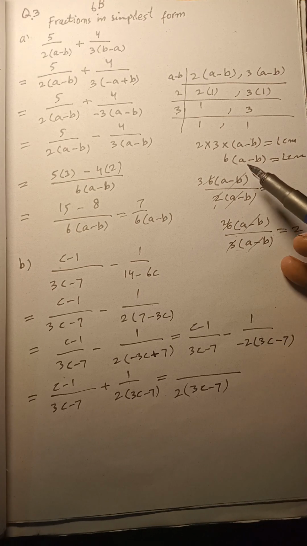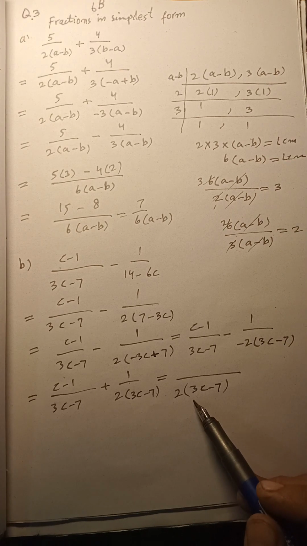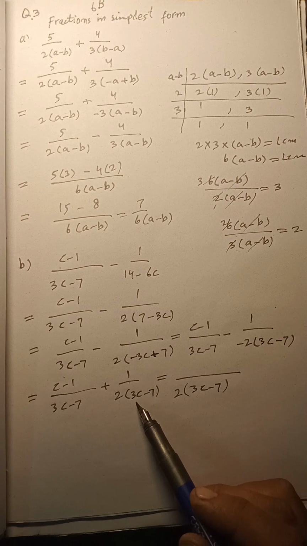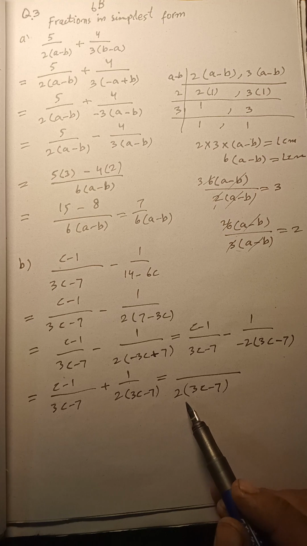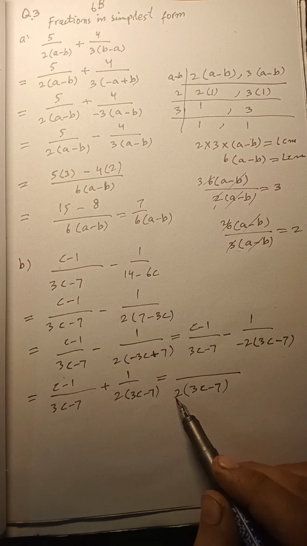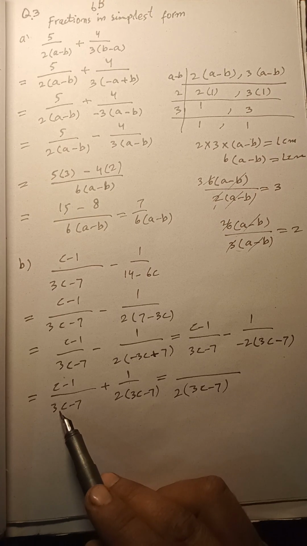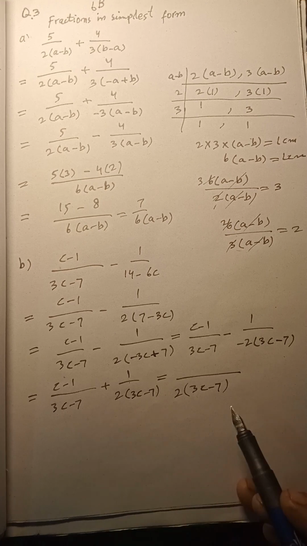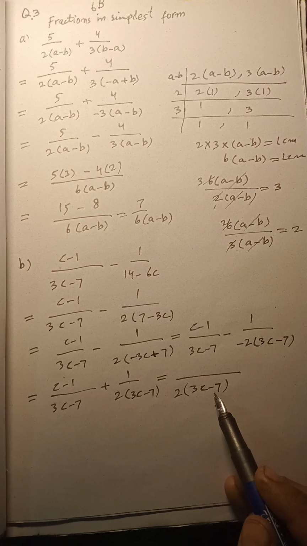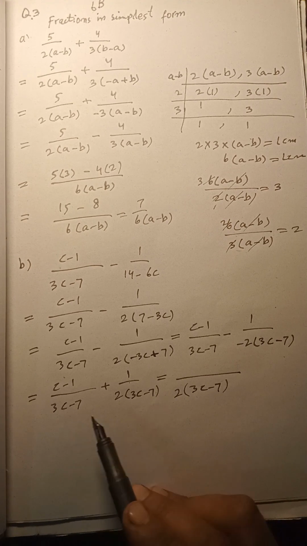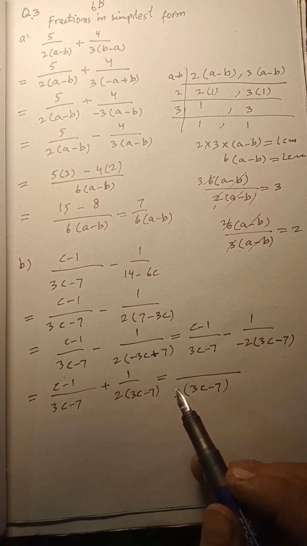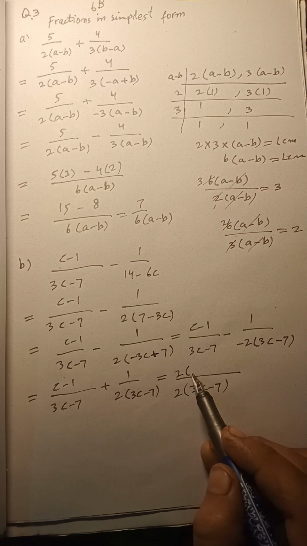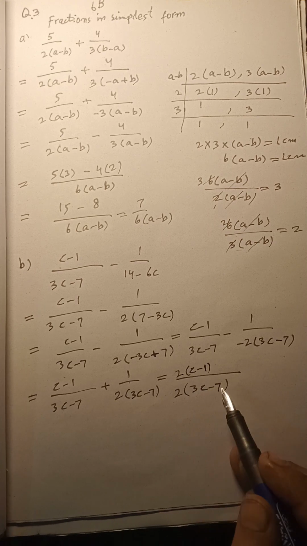You can take the LCM like this, by simply taking the same terms as common and the not-same terms as well. So this is our LCM. Divide this LCM by this denominator. 3c minus 7 will be cancelled out by this 3c minus 7. Only 2 will be our answer, and this 2 will be multiplied by the numerator. So write here 2 into (c minus 1).